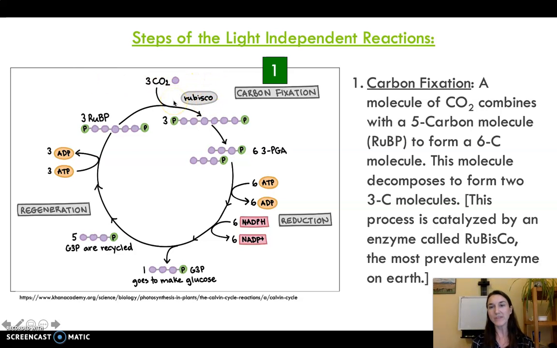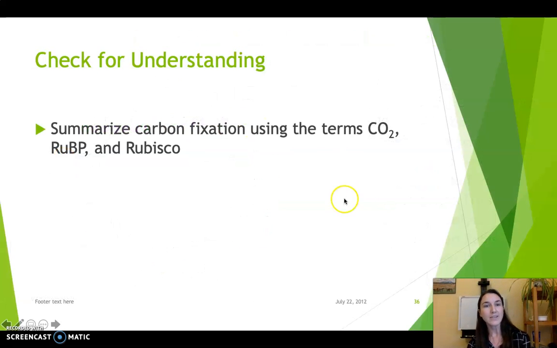It is the most prevalent enzyme on Earth. And what Rubisco does, it has the amazing ability to take a carbon dioxide molecule and form a bond between the carbon in the carbon dioxide and this 5-carbon RUBP molecule, right? Forming, as a consequence, a 6-carbon molecule that you don't need to memorize the name of. Then, right, well, let me give you a moment. Go ahead and take a moment to pause the video and summarize that.